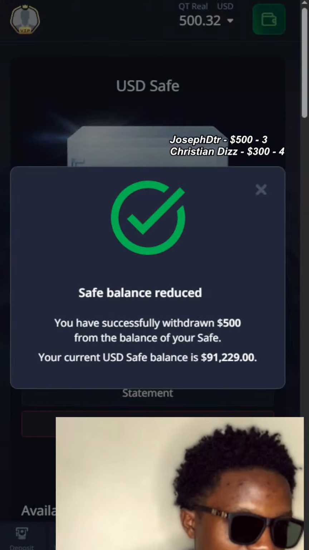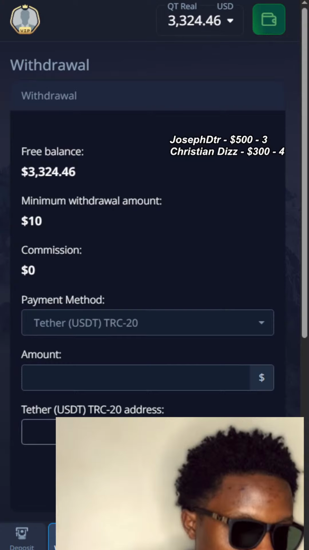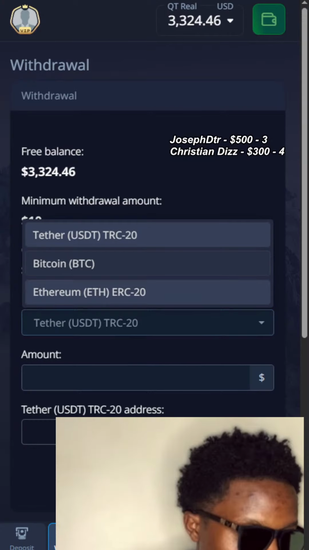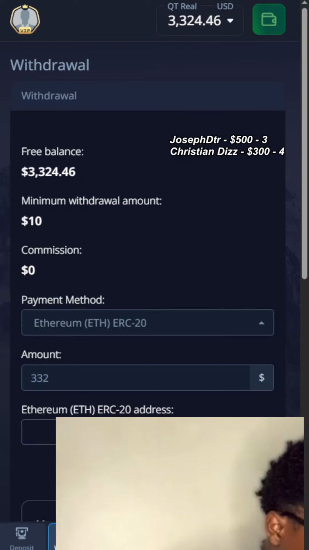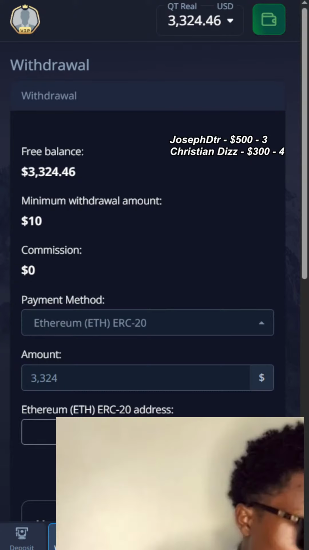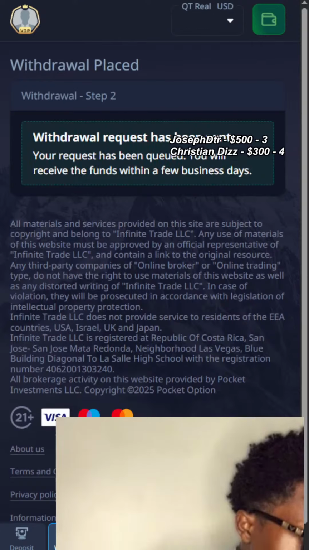Now let's go and make that withdrawal to your wallet address. So this is an Ethereum. The amount is 3324. Let's see. We go.